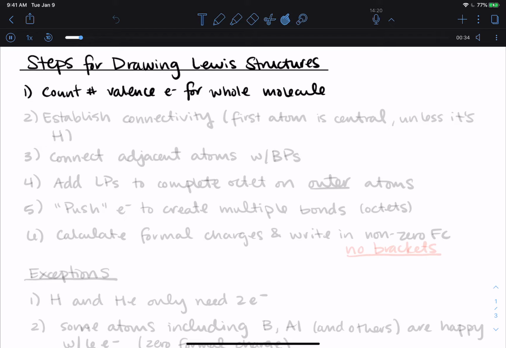The second step, we say establish connectivity. For the most part, we will have a central atom with multiple things attached to it. And so establish connectivity here. The first atom listed is the central atom. Unless it's hydrogen, right? Hydrogen can't be a central atom.